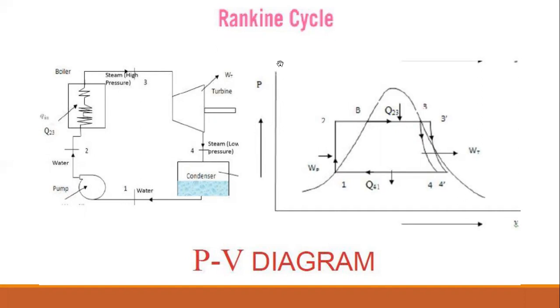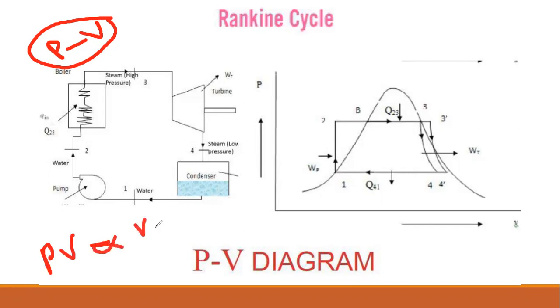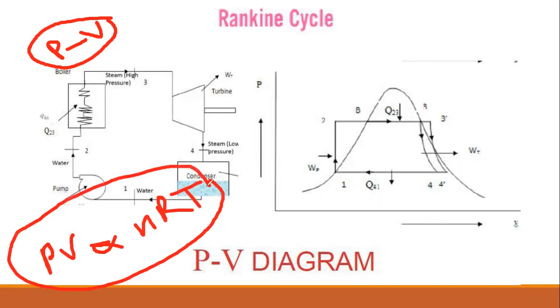Now if we discuss the P-V diagram, we will build the relations between pressure and volume. Always remember, the ideal gas equation is PV equals nRT. From here, we can say that P is inversely proportional to V. That means if pressure increases, the volume will decrease. If pressure decreases, the volume will increase. So there is an inverse relation.